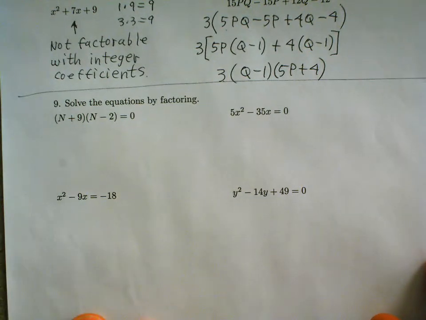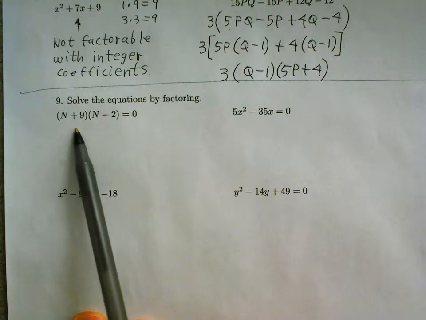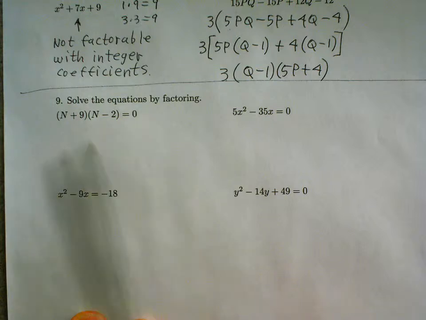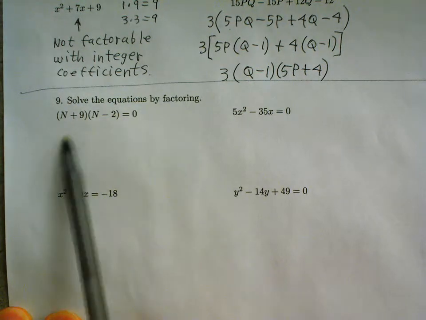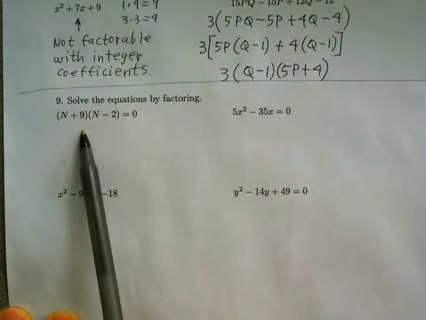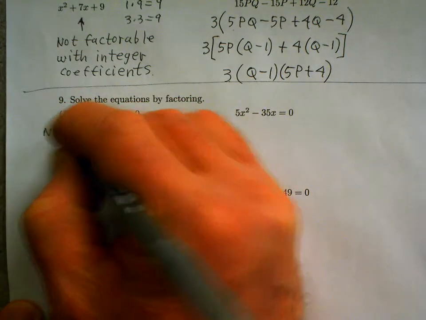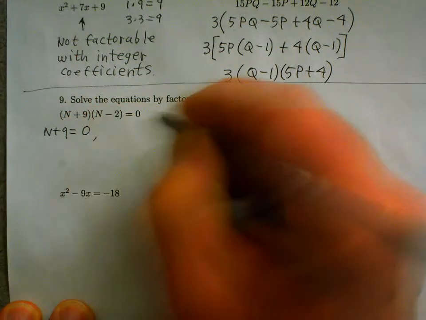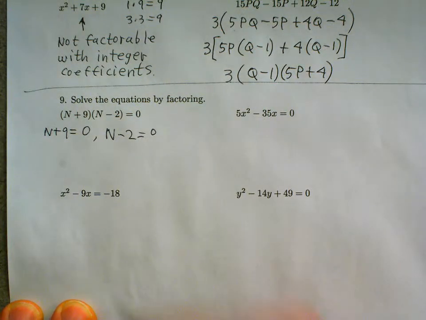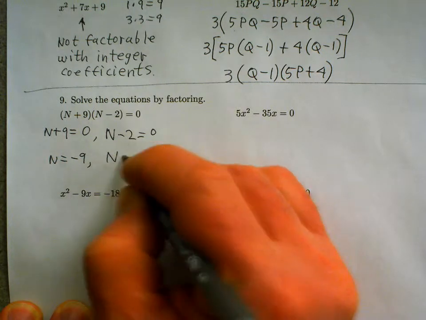Okay, we got to number 9, solve the equations by factoring. This first one, n plus 9 times n minus 2 equals 0. Most of the work is already done since the right-hand side is 0 and the left-hand side is already factored. All we have to do is set each factor equal to 0. N plus 9 is 0 and n minus 2 is 0. And so the two solutions are n equals -9 and n equals +2.